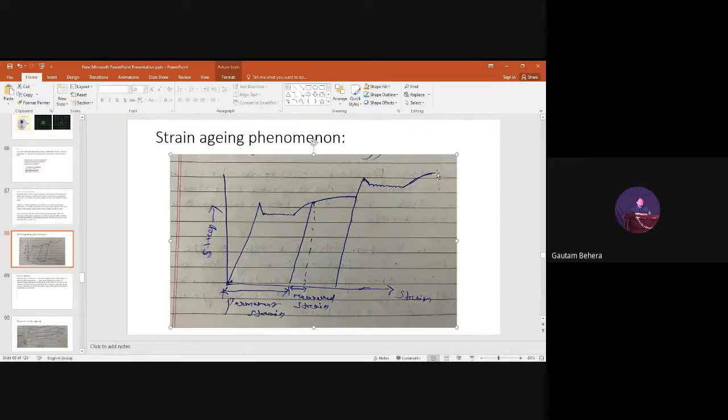But again, if you unload the material here, for example, like this, and you keep the material at a relatively low temperature, or sometimes even room temperature, if the concentration of carbon and nitrogen is more, then what will happen? Again, you will be able to see this kind of yield point phenomenon, upper yield point and lower yield point. I think this part is clear. Everybody has understood. And this kind of atmosphere around the dislocation is called Cottrell atmosphere, right?